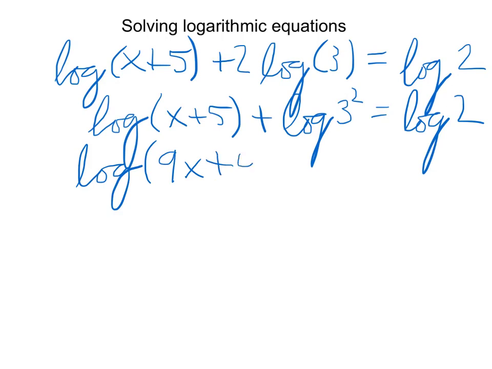9x plus 45. Now the reason why it's 9x plus 45 is because when I have one log plus another log, I get one log with the two arguments multiplied together, and 9 times x plus 5 is 9x plus 45.